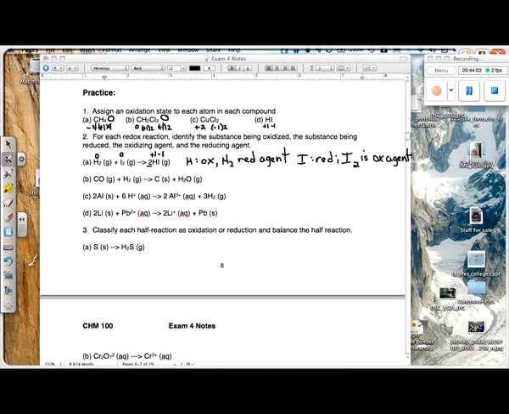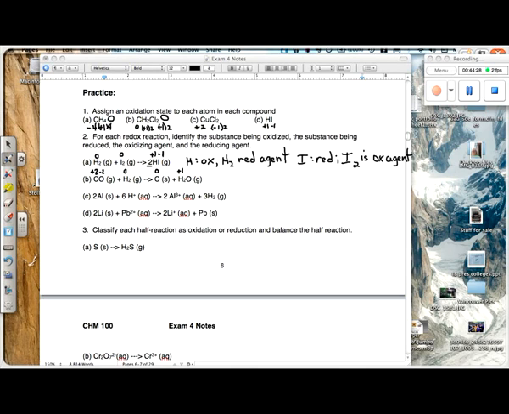B. Carbon monoxide, negative two for oxygen, plus two for carbon. Hydrogen is zero. On the other side, carbon is zero. Oxygen is still minus two here, and hydrogen is plus one. So nothing is happening to oxygen. It's the carbon and the hydrogen that are changing.